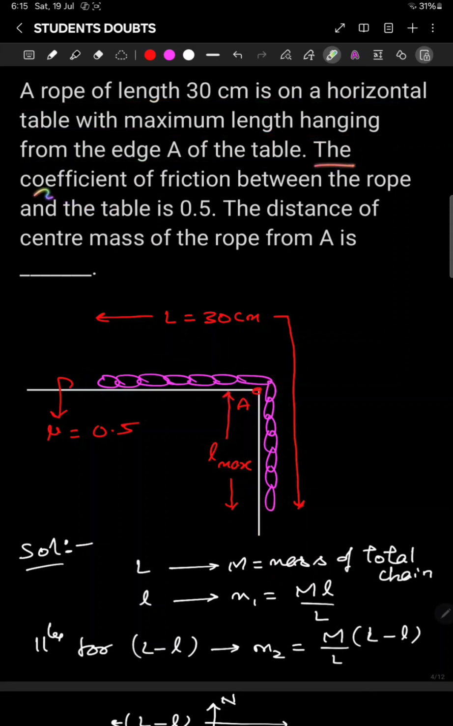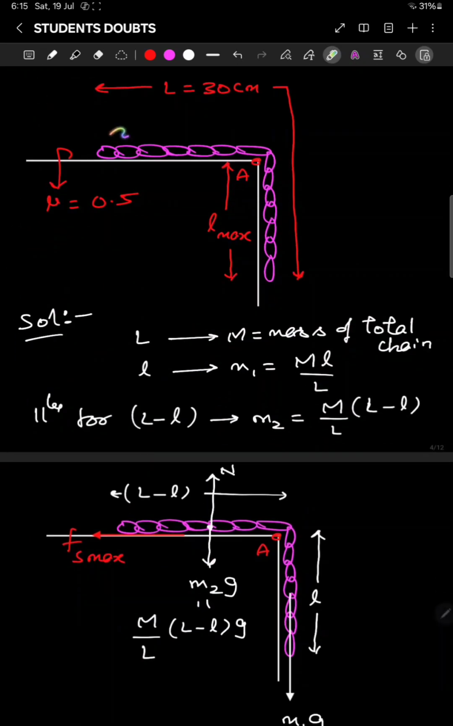The coefficient of friction between the rope and the table is 0.5. Between the table and the rope, the coefficient of friction is 0.5. You are asked to find the distance of the center of mass from A. The total length of the chain was L here.